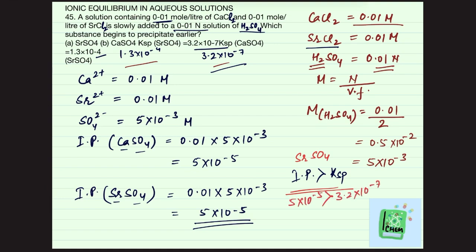Whereas if you compare the ionic product of calcium sulfate and solubility product of calcium sulfate, in that case ionic product of calcium sulfate is less than solubility product. ठीक है? तो which one will be precipitated here? Strontium sulfate will form precipitate, whereas calcium sulfate will not form any precipitate.